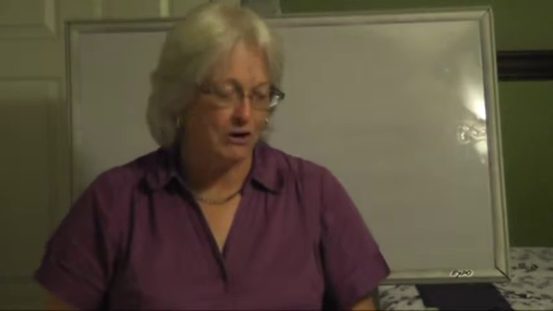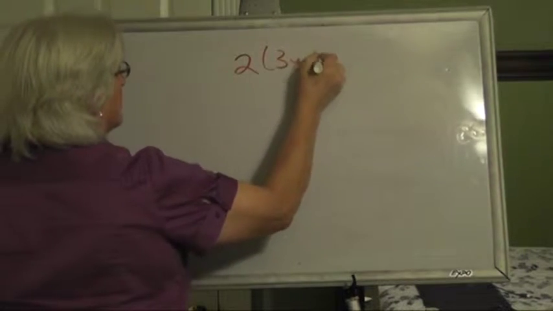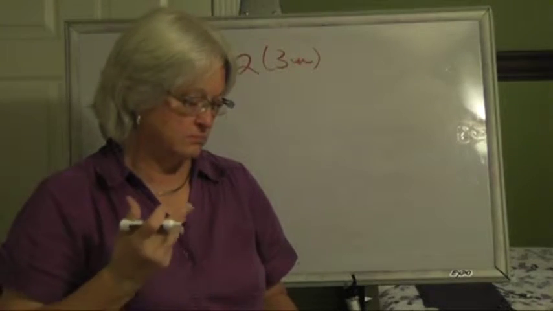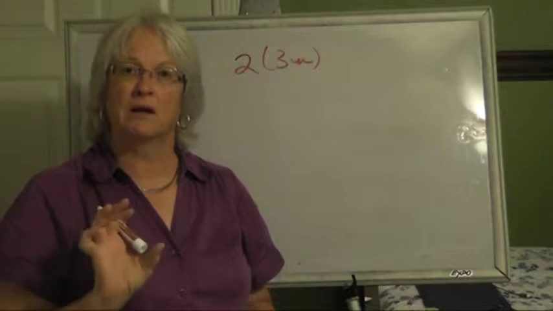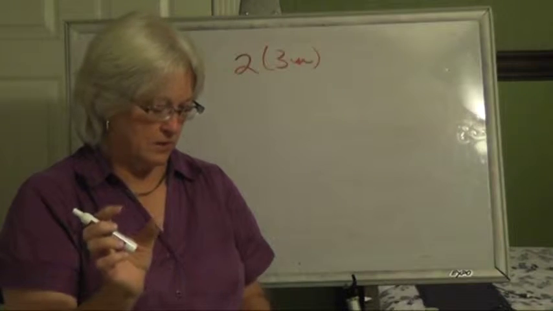So, let's see what we're talking about here. I'm on page 52 in my text, and this says you can simplify an algebraic expression by rewriting it in a simpler equivalent expression. So, what exactly are we talking about here? Well, if we have 2 times the quantity 3n, we can use the associative property to come up with an expression that is simpler than this.